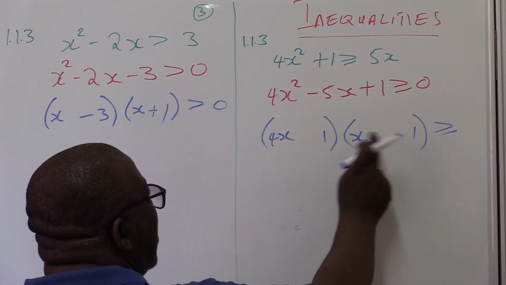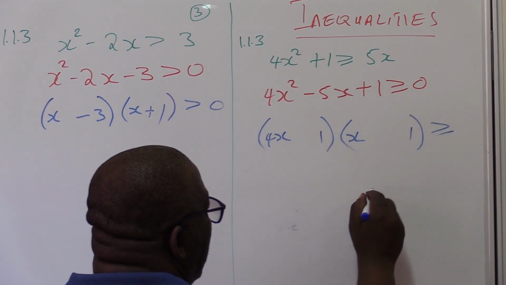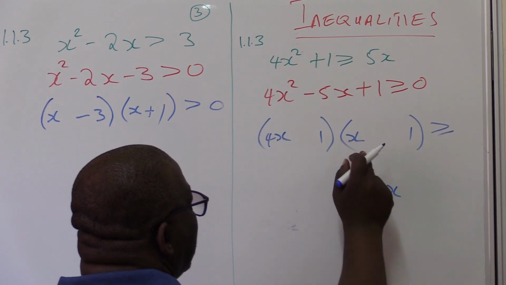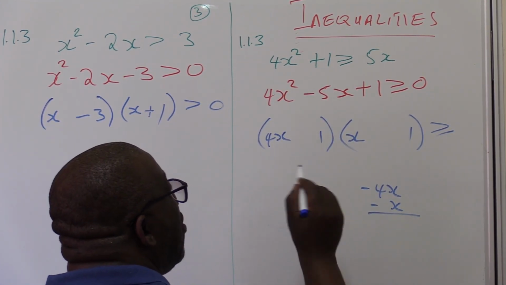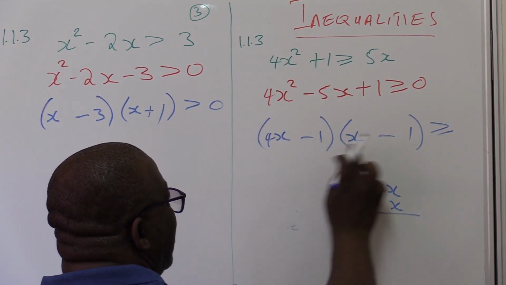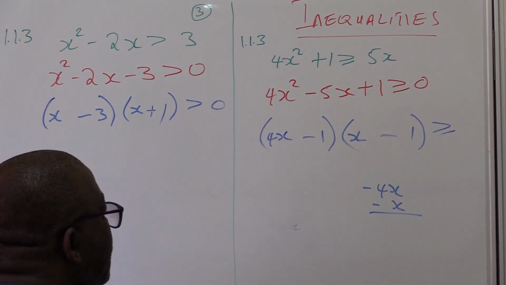I think both of them must be negative. So it's 4 times x. 4 times 1, it's 4x. And 1 times x, it's x. How do I get minus? Minus and minus. So both of them must be negative. And negative times negative gives me positive. We are on the right track.